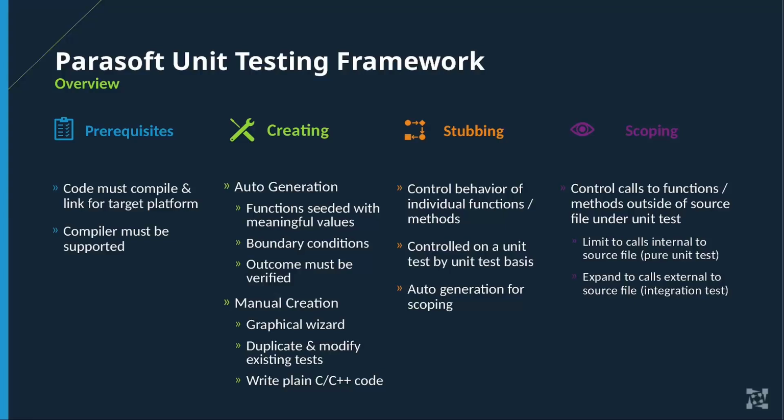We have a stubbing framework that allows you to control the behavior of individual functions and methods, and you can control this on a unit test by unit test basis. We also provide the capability of scoping, which utilizes stubbing in order to control the context in which your unit test runs. We can have a pure unit test in which the function does not access any other functions outside of the source file, or we can open that up a little bit and give you integration level testing and allow a function under test to actually call outside of the source file.